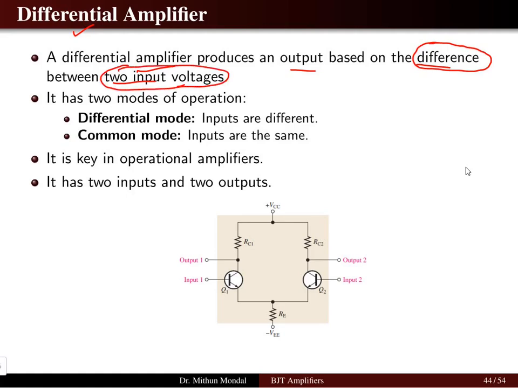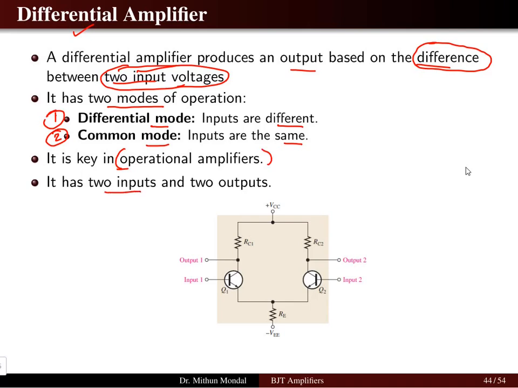So two inputs we will be having in a differential amplifier. So there can be two modes of operation. One is known as the differential mode and the second is known as the common mode. In differential mode the inputs are different, whereas in common mode the inputs are the same. And it is key in operational amplifier applications.